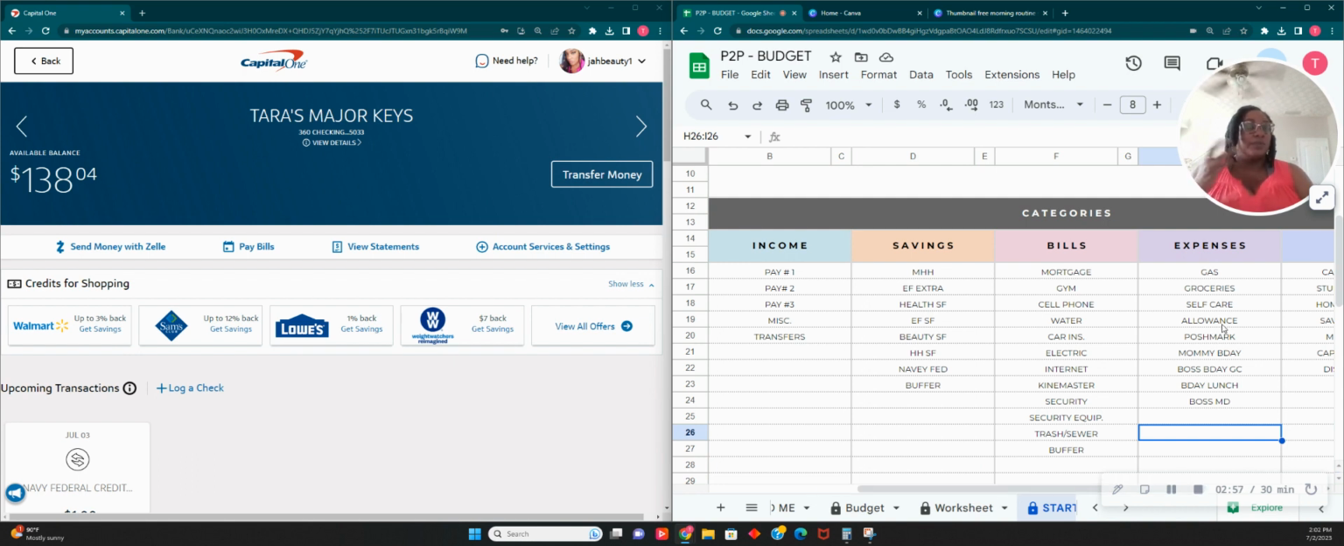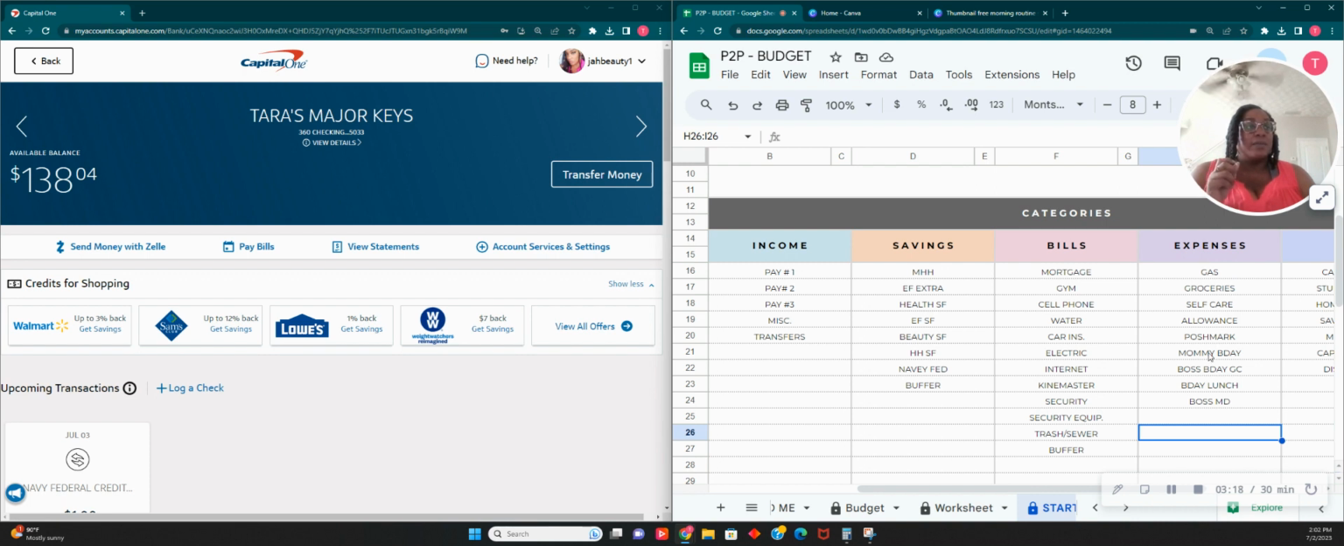And then expenses, I have gas. This time I chose to write them out because I have the room, because normally I just call them my cashless envelopes. If you're new here, I do cashless envelopes where I put how much I know I'm going to spend in each category into a cashless envelopes account. And then I use my credit card for everything and then pay everything back on my credit card. So gas, groceries, self-care allowance.